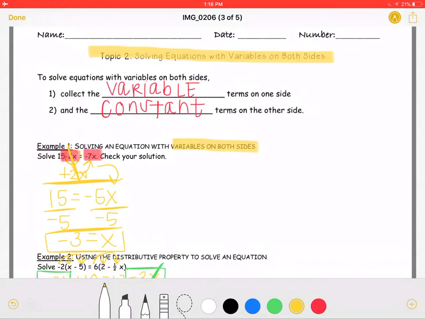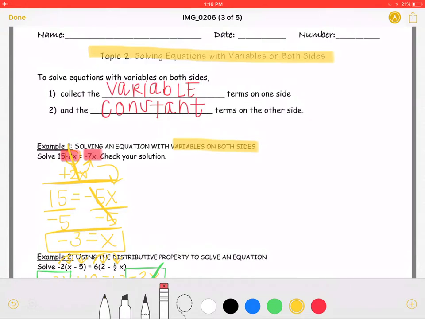So then I have 15 on the left, so that's my constant term, and then I have my variable terms on the right. Now we're just continuing to solve for x. So I'm dividing by negative 5 on both sides to get negative 3 for x.